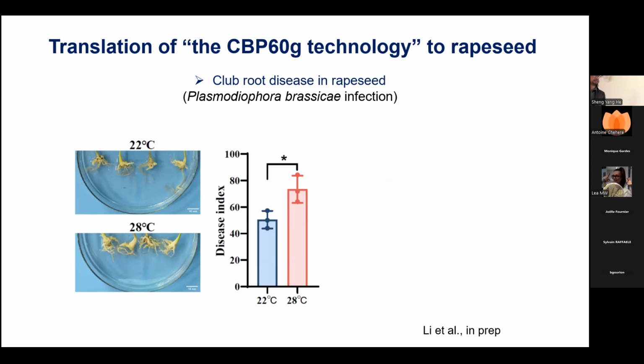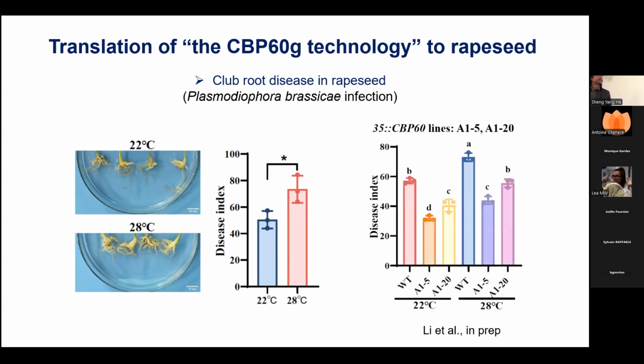If you do a disease index, you can see warm temperature actually increases infection. We have put Arabidopsis CBP60G in rapeseed. We're also doing a rapeseed CBP60G right now, but the results are not in yet. You can see here that at both temperatures, the independent transgenic lines have much less disease compared to the control. But also you can see that the increase is not that dramatic, especially with the high-expression transgenic plants.